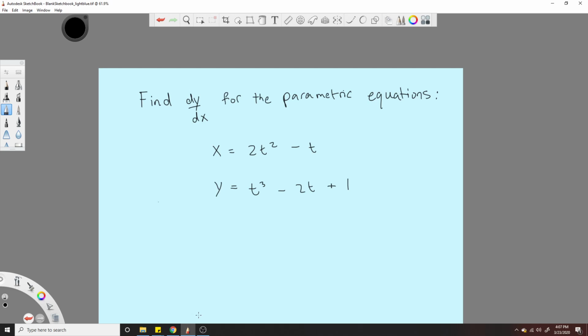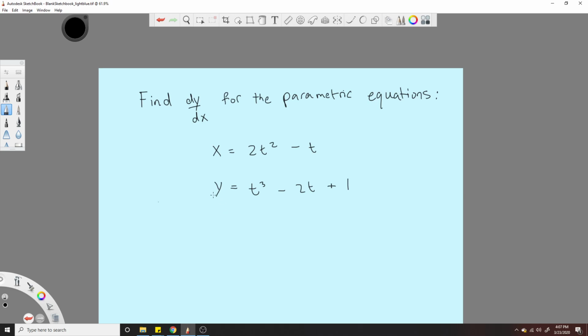We want to find dy/dx for the parametric equations, and it's these two equations. First thing you'll notice is that there's no direct relation between y and x. So trying to get y in terms of x would be a challenge, right? But there is one way these two are related. And how is that? Well, they're related by the t variable, right?